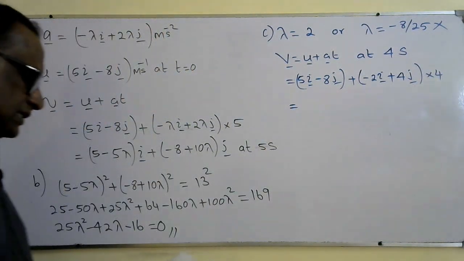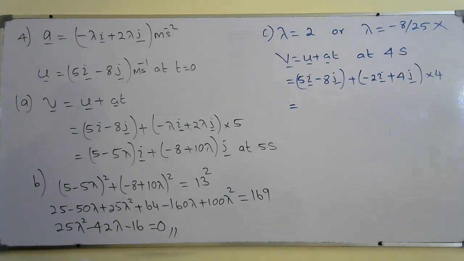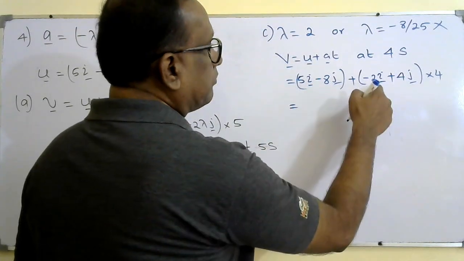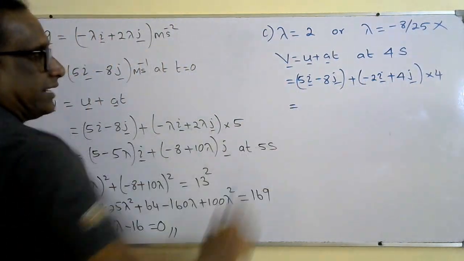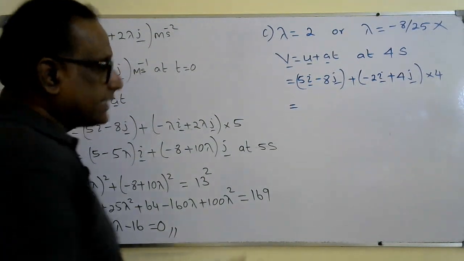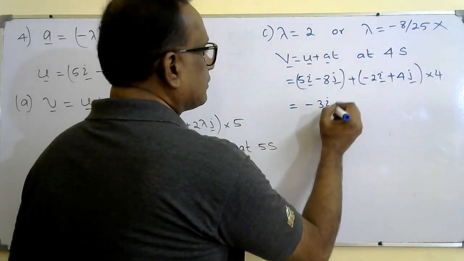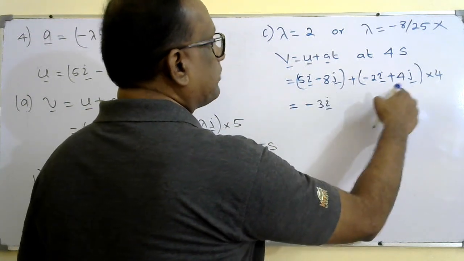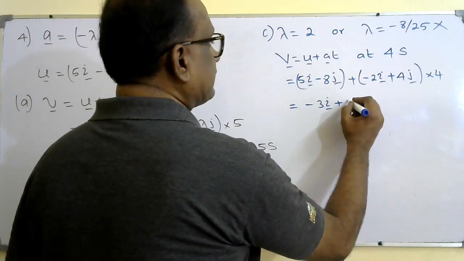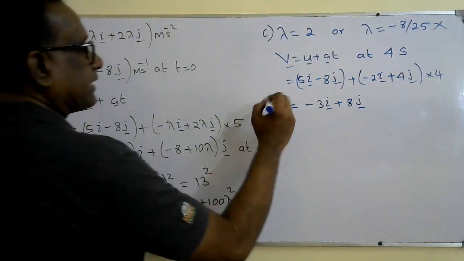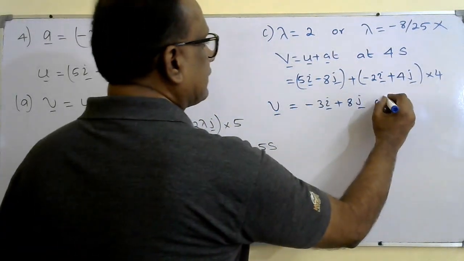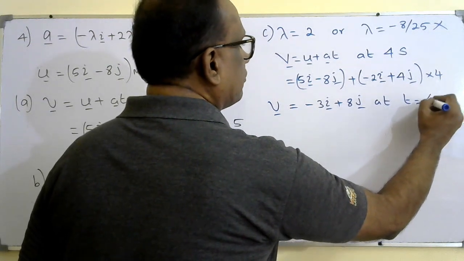Okay, solve this. You will get minus 3i, 5i minus 2 into 4, minus 8. So minus 8, 5. So you will get minus 3i, minus 8j plus 16j. I think I'm right. Yes. This is the velocity vector at t equals 4 seconds.